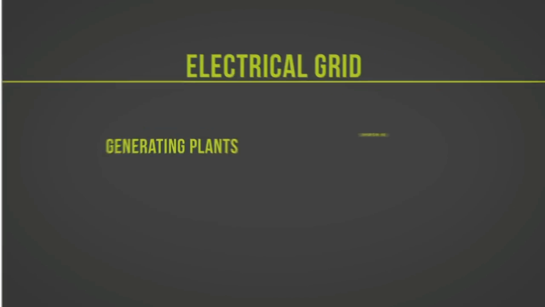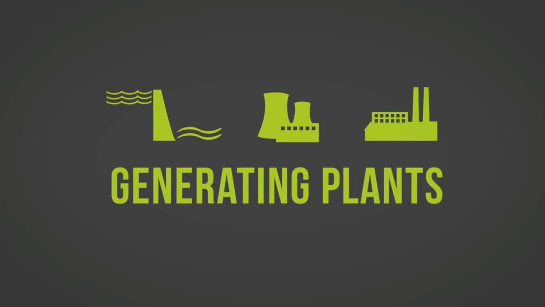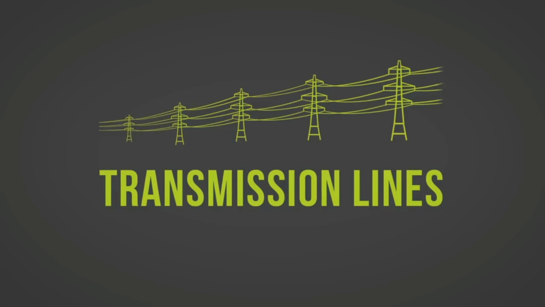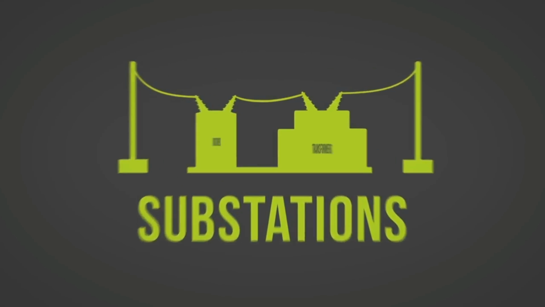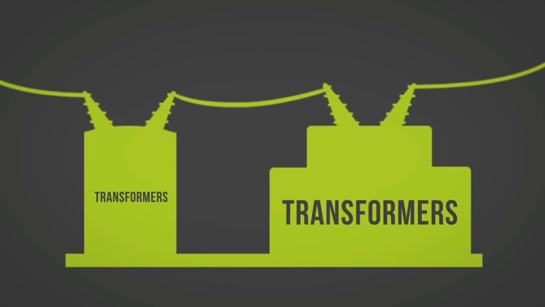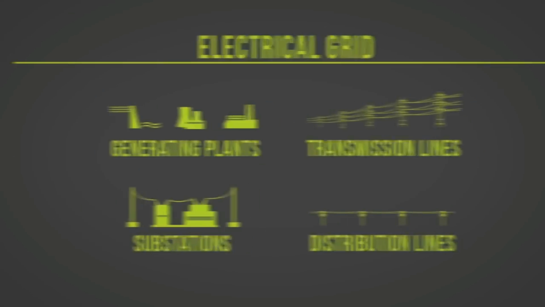It is comprised of these components: generating plants, where electricity is produced; transmission lines, which allow the electricity to be transmitted over a long distance; substations, where electricity voltage is increased or decreased; transformers, the mechanism that actually increases or decreases the electricity voltage; distribution lines, the infrastructure similar to transmission lines but for lower voltages of electricity.